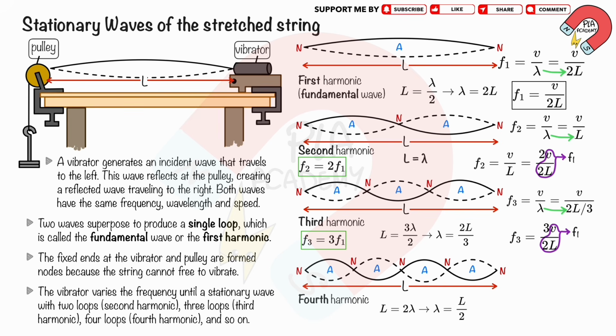For the fourth harmonic, there are four loops, indicating that L equals 2 lambda, so lambda equals L over 2. The fourth harmonic frequency f4 is calculated by dividing the speed v by the wavelength lambda. Substituting lambda equals L over 2, f4 equals 2v over L, or 4v over 2L. And v over 2L equals f1. So, f4 is 4 times f1.